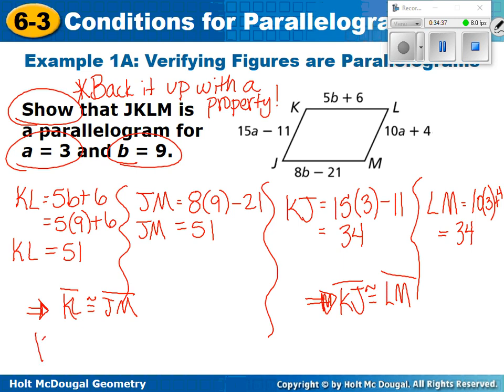Okay, so then we're going to say both pairs of opposite sides are congruent. So again, I don't want you to make it super difficult or hard, but you need to know these properties. So I want you to write down the property. It's going to help you remember it. And you're trying to show that it's a parallelogram. So show your work, back it up with a property. Questions? Okay.